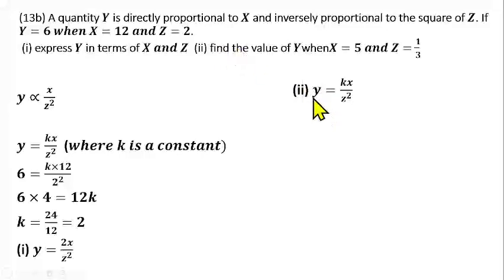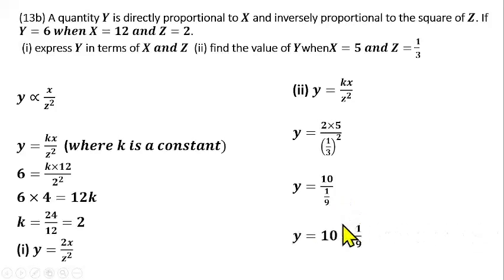Then for 2, you have to find the value of y when given the values of x and z. So go back to the equation you have derived there. So you have y equals kx over z squared. Your k is 2, return that here, and your x is 5, and your z is 1 over 3. So substitute that there, you have y equals 2 times 5 over 1 over 3 squared. So that will give us y equals 10 over 1 over 3 squared, which is 1 over 9. We can simplify that further, that will be 10 divided by 1 over 9. Change this to times, that will be 10 times 9 over 1, that will give us 90. So the value of y is 90.